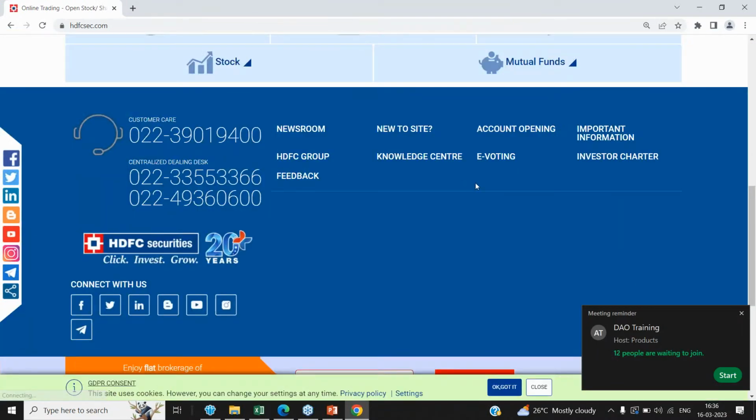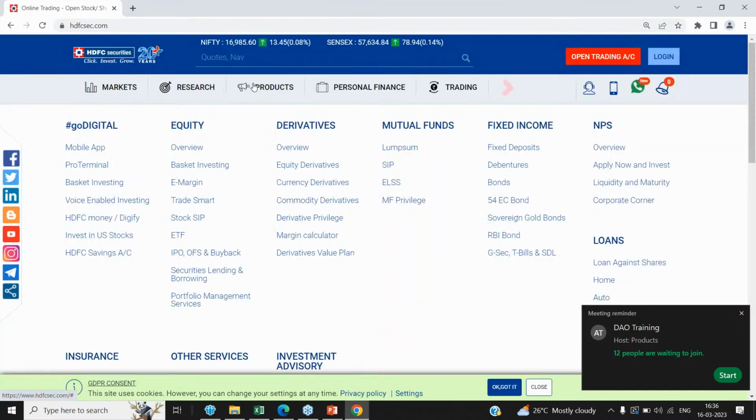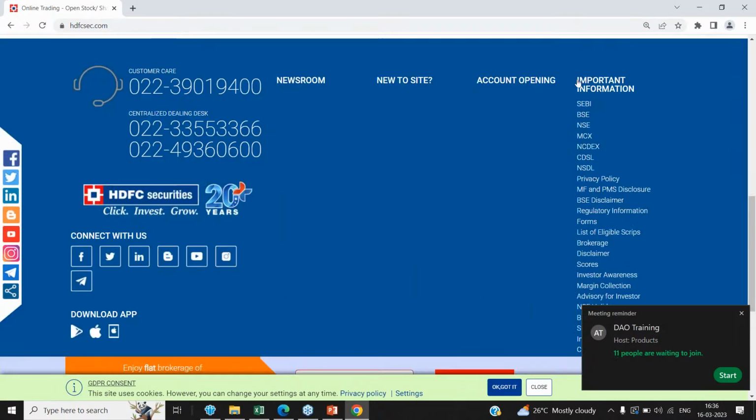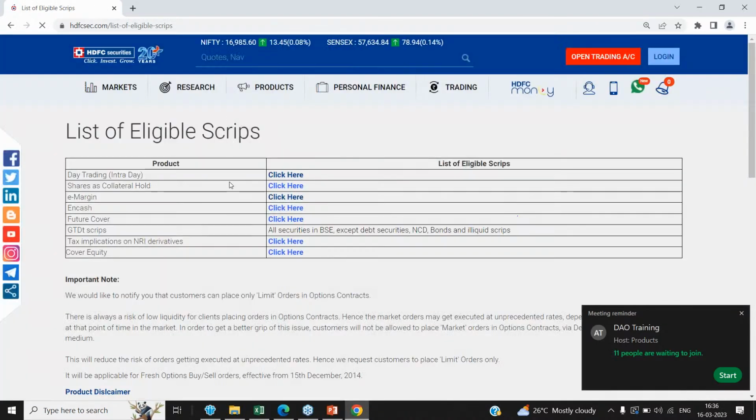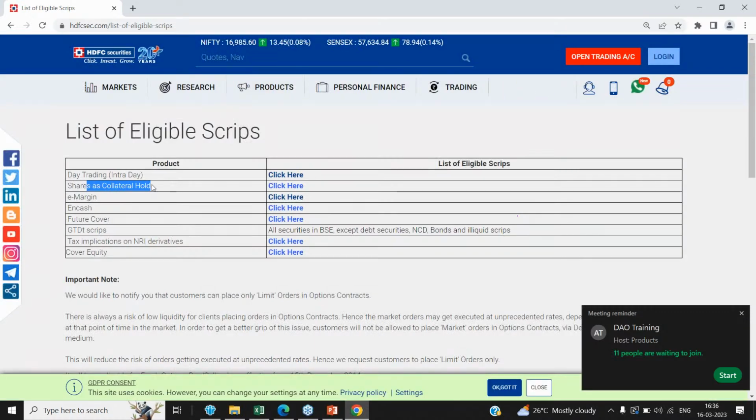Now, how many stocks are available? I'll simply go to our HDFC Securities website. Here, I'll go to our important information page. Here, I'll go to the list of eligible scrips. I'll simply click here. Here, there's an eMargin list. Here, there are shares as collateral.